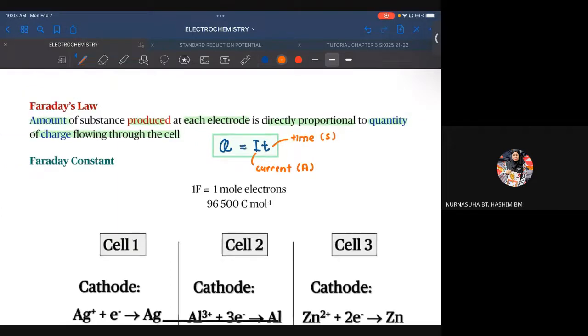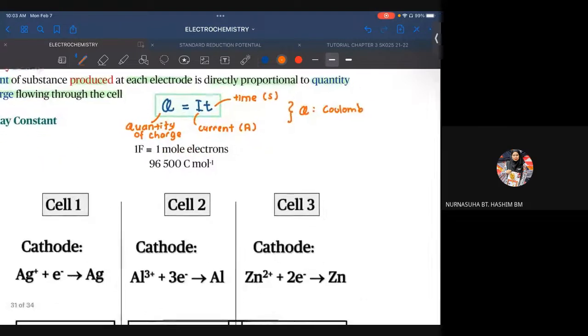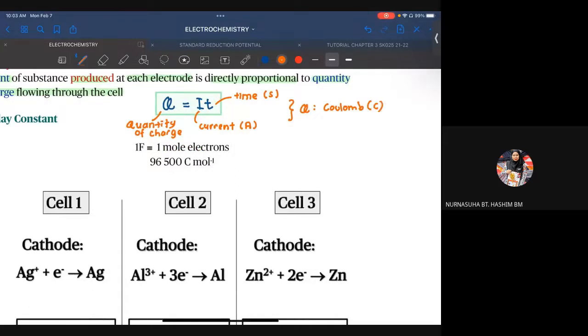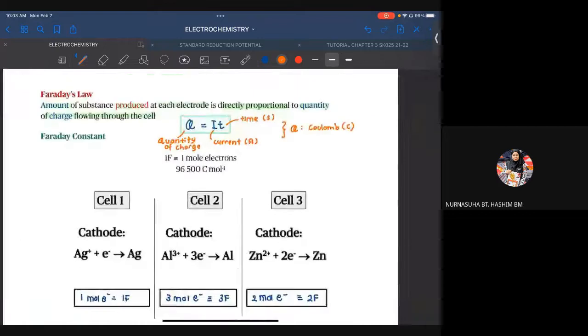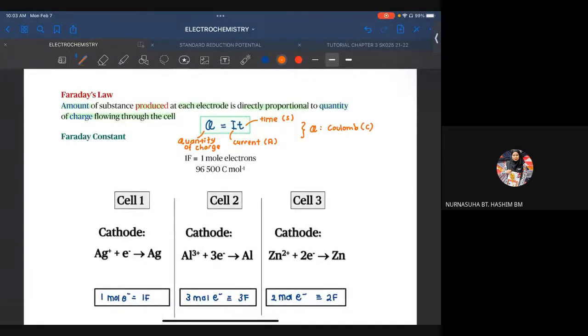So Q adalah quantity of charge. So the overall unit nanti untuk Q, the unit is coulomb. Okay, ataupun kita akan guna simbol sahajalah, which is C. Okay, so how do we measure quantity of the charge?